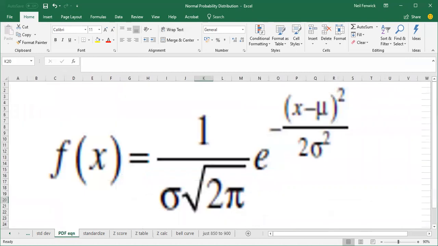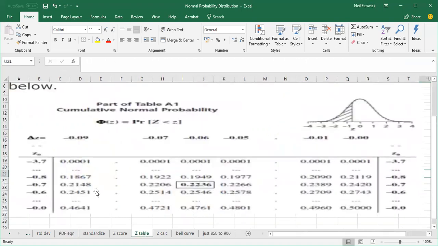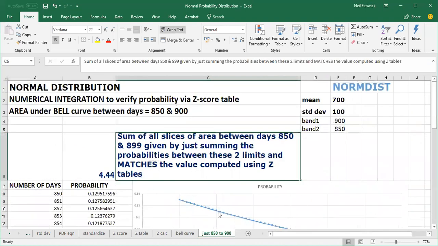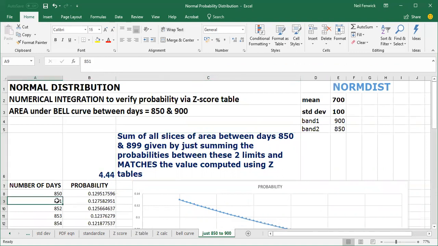If we want exact values, then this is the formal equation, which is quite complex, so it's not normally done via this equation. It's normally done circumventing that complex equation, using z-score tables that have been computed out for us. And if you want to verify it, we use numerical integration. If we want a more exact number, we could reduce the resolution down to half a day, for example, and we would get this figure more accurate.